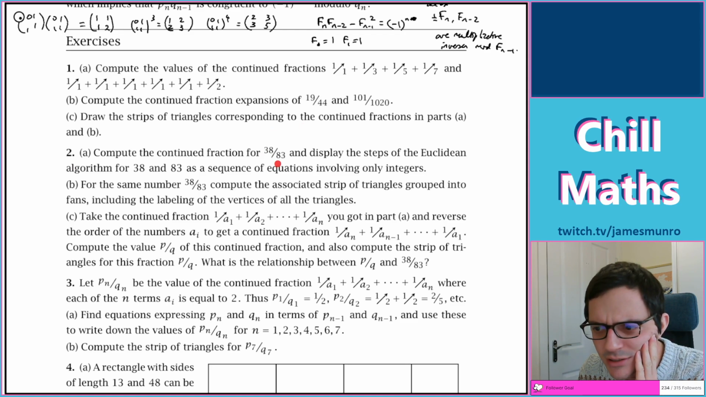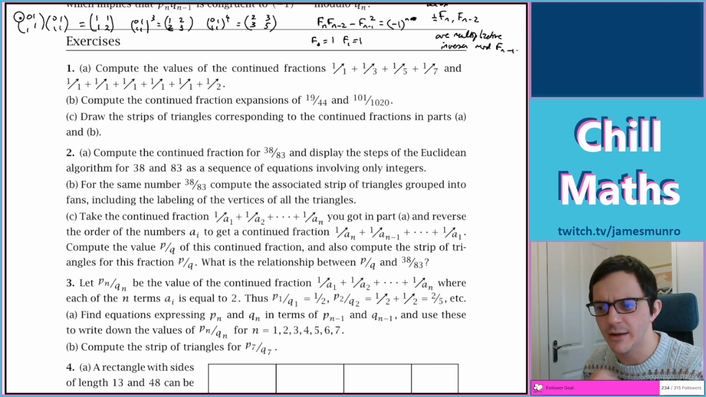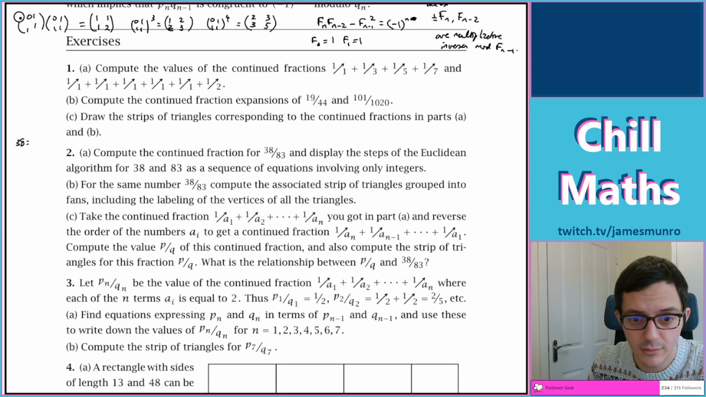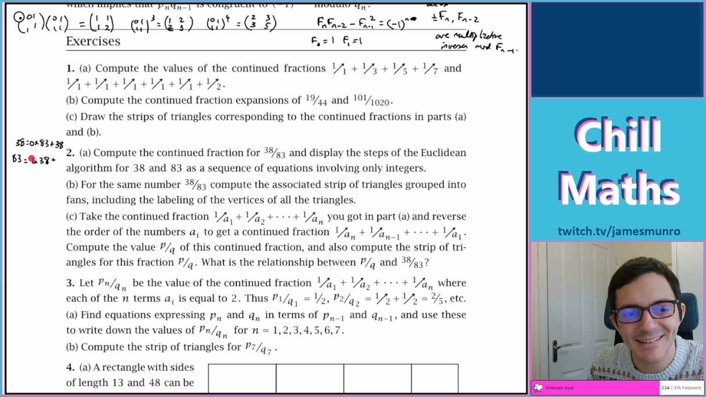Continued fraction of 38 over 83. Yeah, sequence of equations involving only integers. This is the sort of thing I was doing in the margin just before, wasn't it? The first go around gives you 0 for A0. And then the next one down, is that giving me 2 38s? 2 38s are 76. Plus, what do we have left over there? 76 and another 7, I think. 76, yep. And then 38 is 5 times 7 plus 3. Oh my goodness. 7 is 2 times 3 plus 1. And 3 is, right here, 3 times 1.